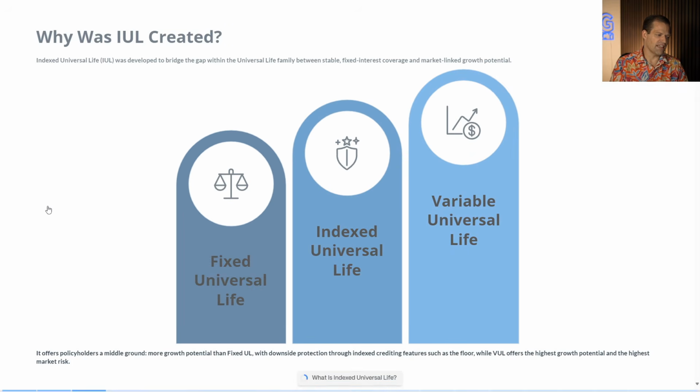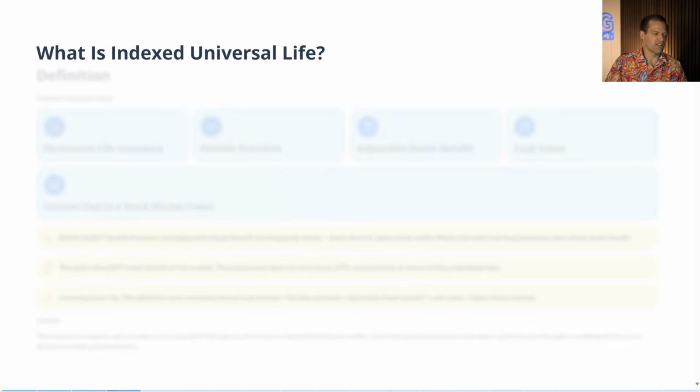And so what Index Universal Life allows is a middle ground where there's more growth potential than just the standard UL, with downside protection through index crediting features, which are called floors, while VULs offer the highest growth potential and the highest market risk. So this is kind of that mushy middle, a compromise that gives you a little bit of the goods on both sides. So what is Index Universal Life?